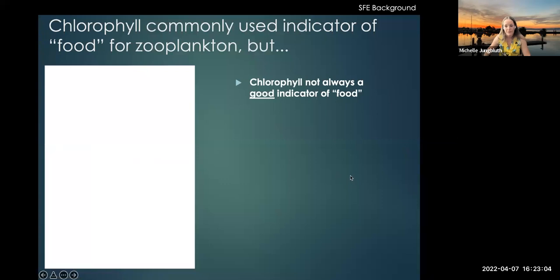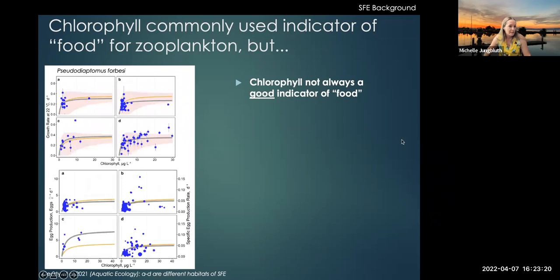Focusing in on the chlorophyll story, chlorophyll, because it's an indicator of primary producers in phytoplankton, is commonly used as an indicator of food for zooplankton, or these food resources that are available. But we're starting to see that chlorophyll is not always a good indicator of food for our zooplankton in the estuary. This is a recent study by Geerty et al.